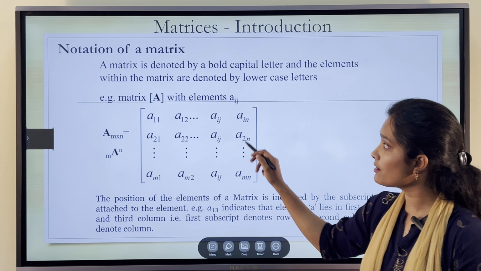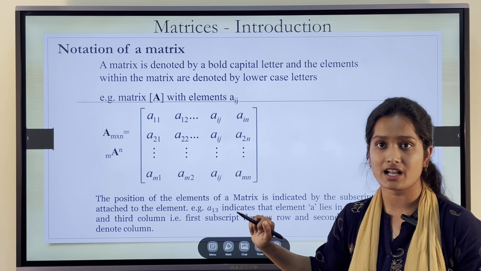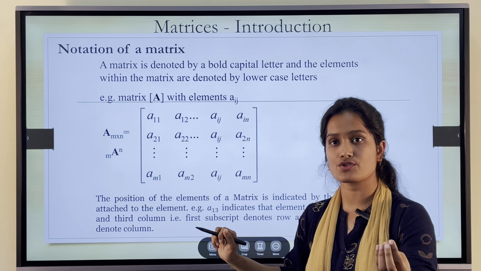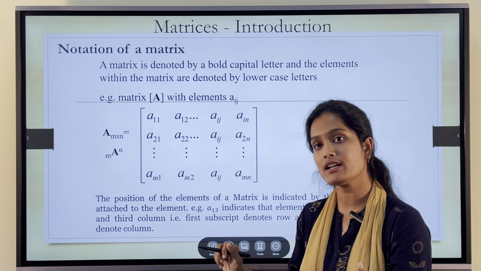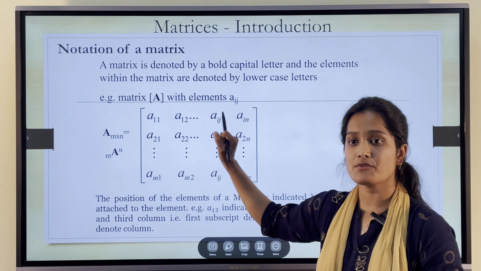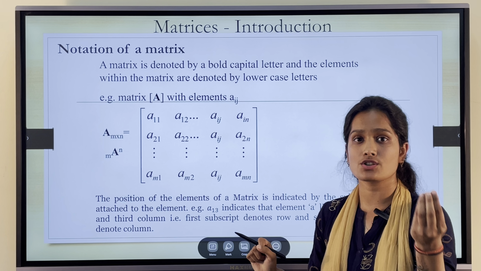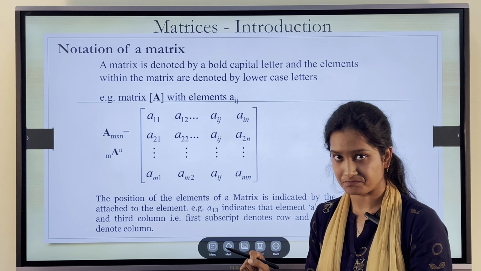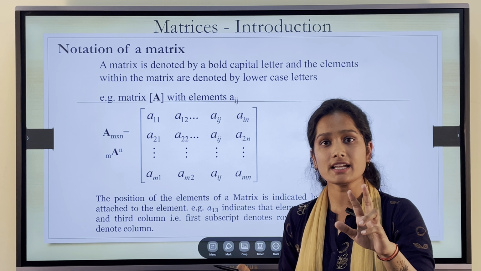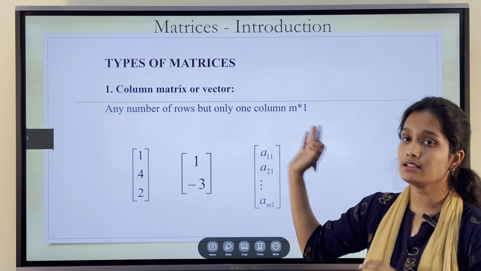And we can determine the position of these elements with the help of the subscript that is attached to it, which means that if we want to identify what is the position of A12, we can find it out with the help of the subscript attached. So if it is A12, then it means that it is lying in first row, second column. If it is A22, then it means that it is lying in second row, second column. Then we have the types of matrices.